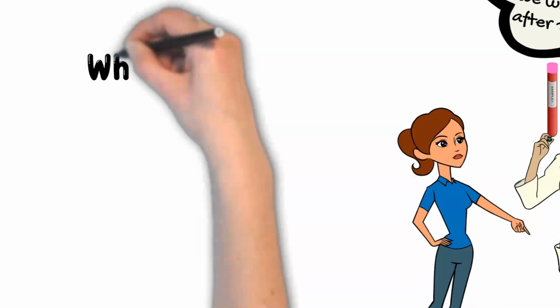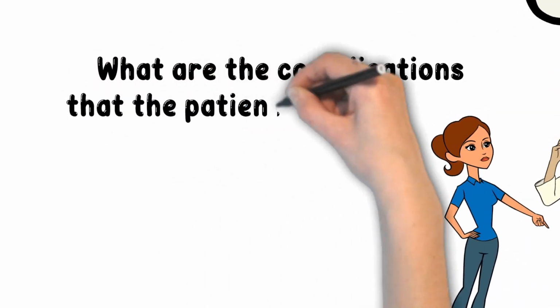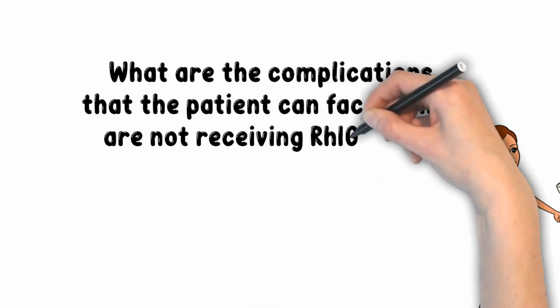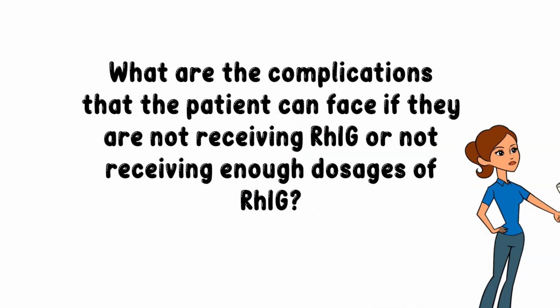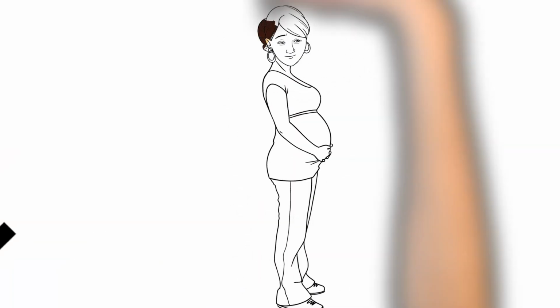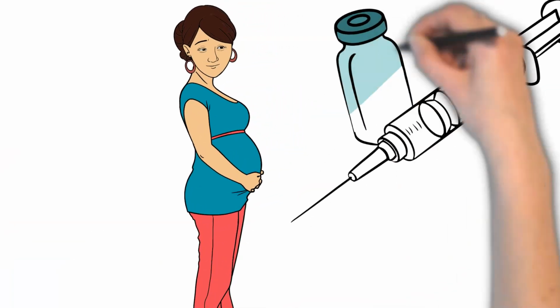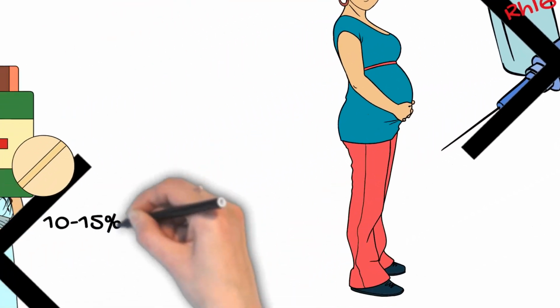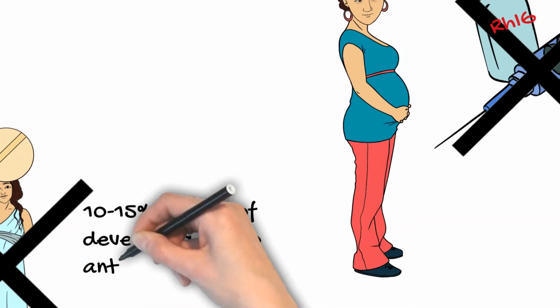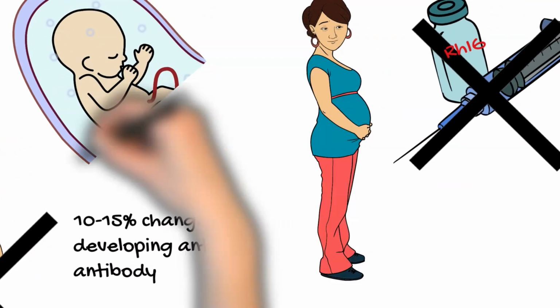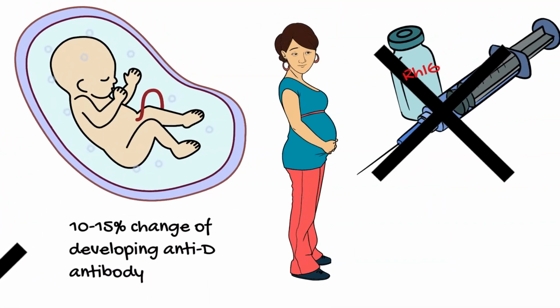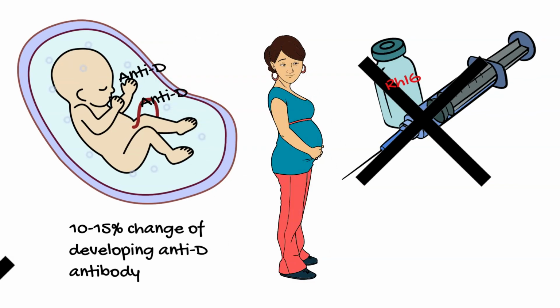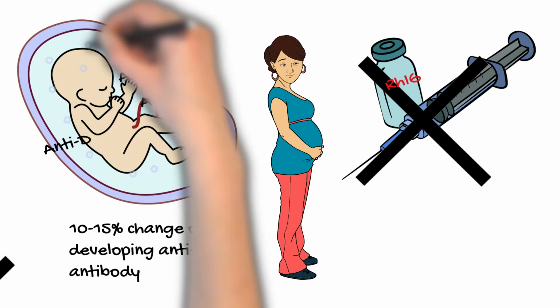What are the complications that the patient can face if they are not receiving RhIG or not receiving enough doses of RhIG? Rh-negative mothers who do not receive RhIG have about a 10 to 16% chance of developing a true anti-D. The anti-D can cross the placenta and attack fetal red blood cells, which can lead to miscarriage and other newborn complications in subsequent pregnancies. How does RhIG work?